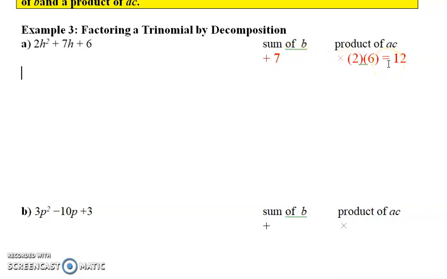1 and 12, which would give you 1 plus 12 is 13. That doesn't work. 2 and 6. So 2 times 6 is 12, but 2 plus 6 is 8. And then 3 and 4. 3 plus 4 equals 7, and 3 times 4 equals 12. So those are the two numbers.